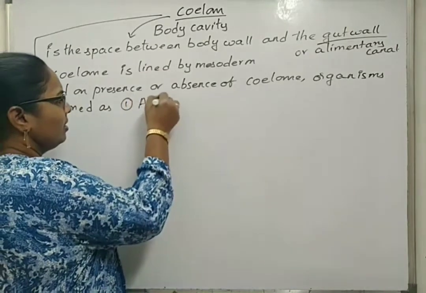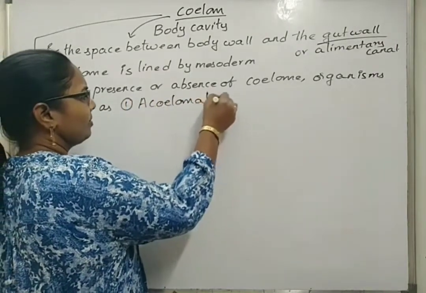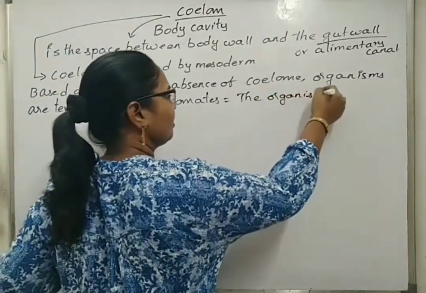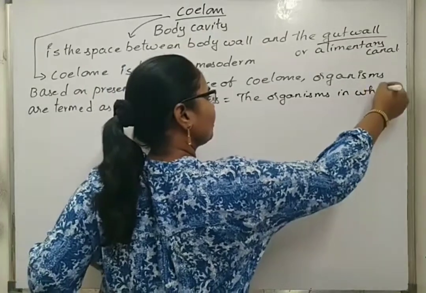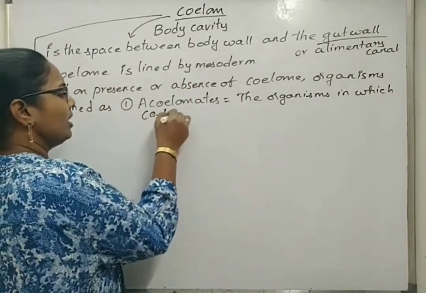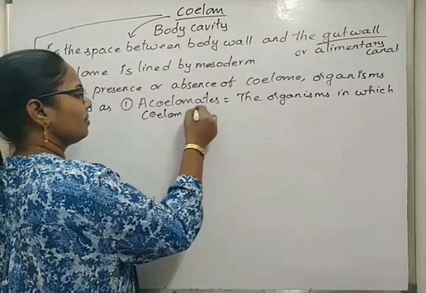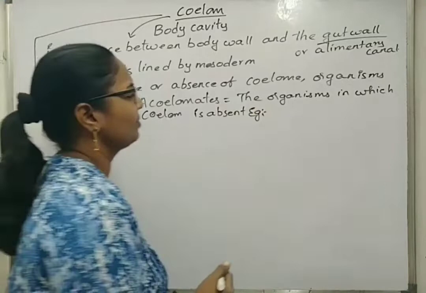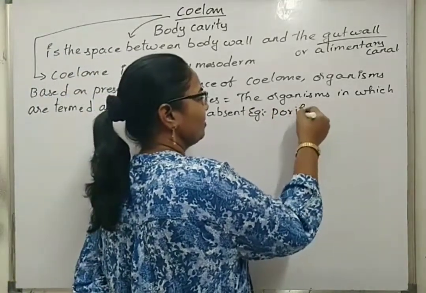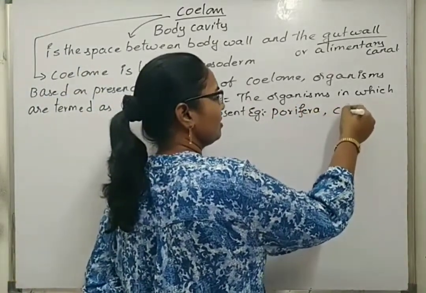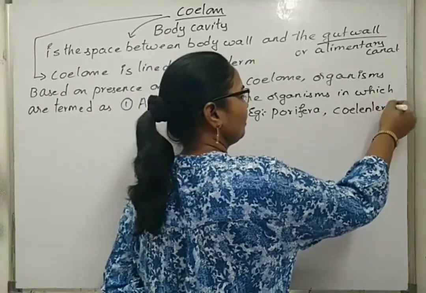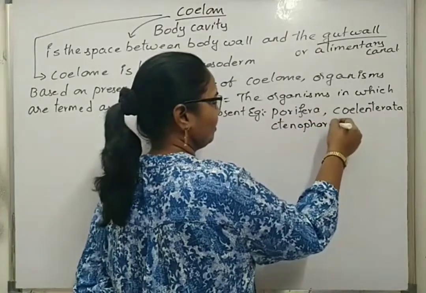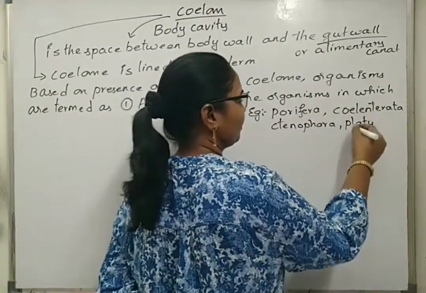First one, acoelomates: the organisms in which coelom is absent. Examples: Porifera, Coelenterata, Ctenophora, and Platyhelminthes.